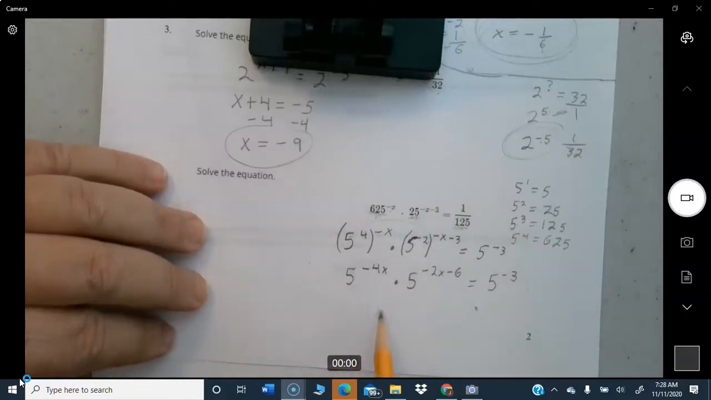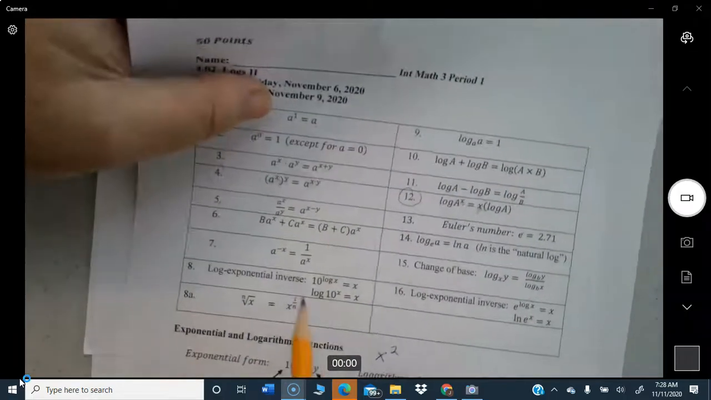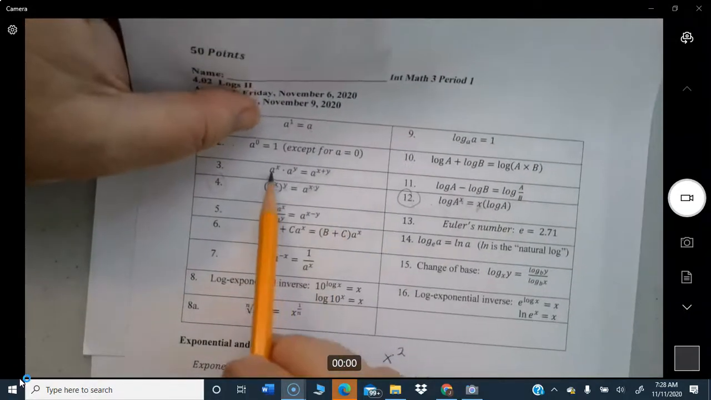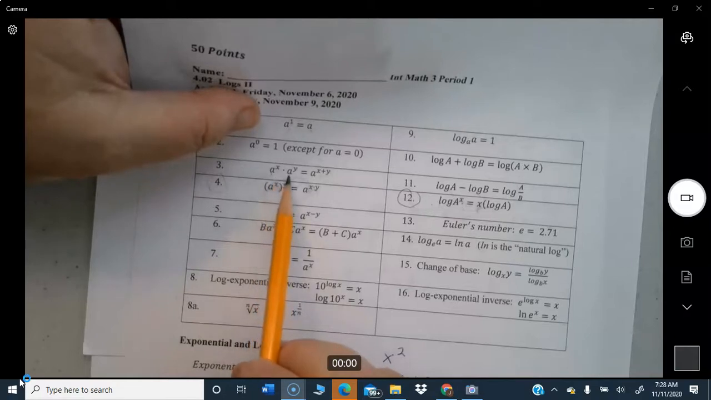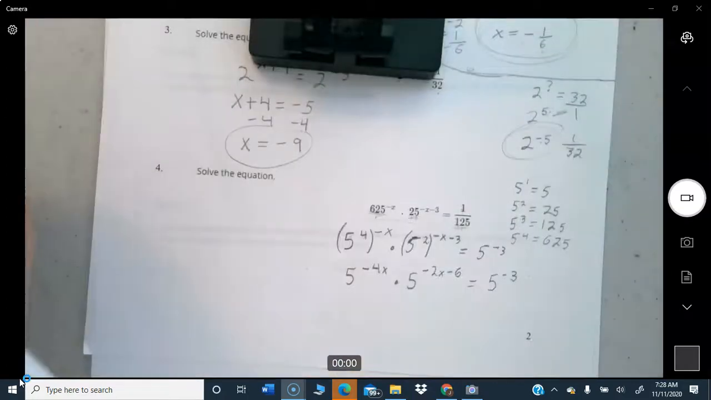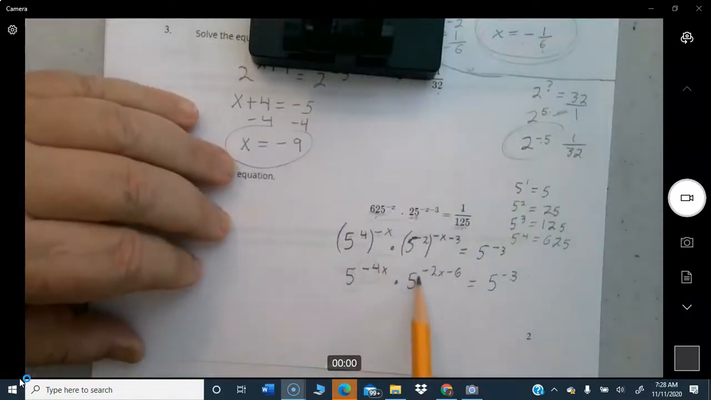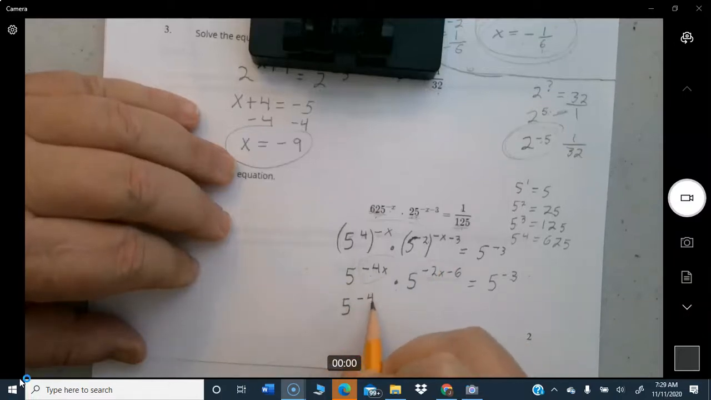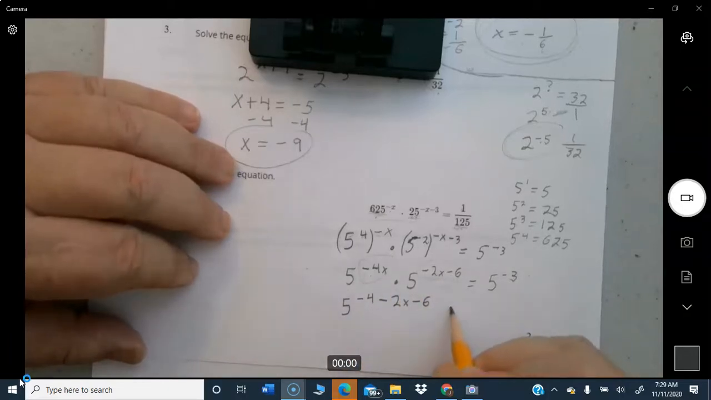Okay, so now what do we do with these? Well, you use this principle right here: a base raised to a power times the same base raised to another power, you add the exponents together. So that means we're going to add this exponent and this exponent together, because that's what we have. A to the x times a to the y, and again, y can be more than just a single variable. It can be this whole thing. And so that means you add these two. So we're going to come down here and do that. We just strung them all together and added them all together. And that equals 5 to the negative 3.